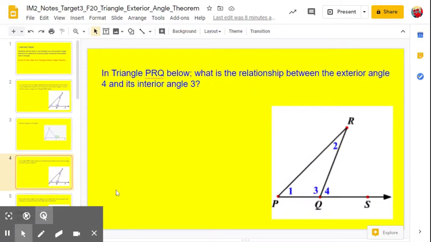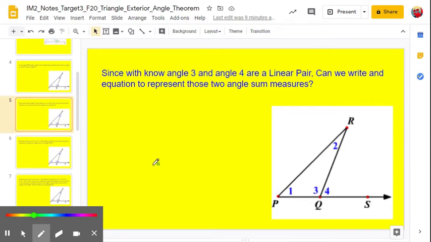So my first question for you is, what is the relationship between the exterior angle 4 and its interior angle 3 in this example here? You should know the relationship between angle 3 and angle 4. What is it?